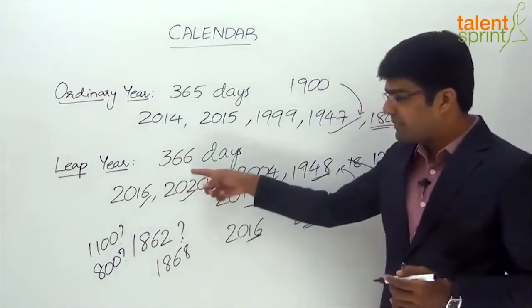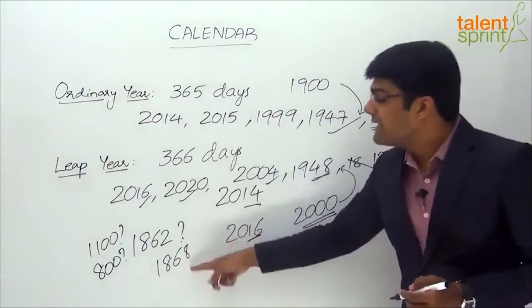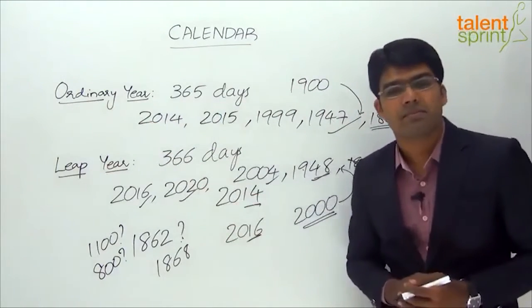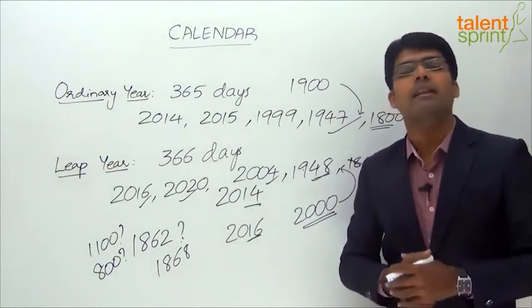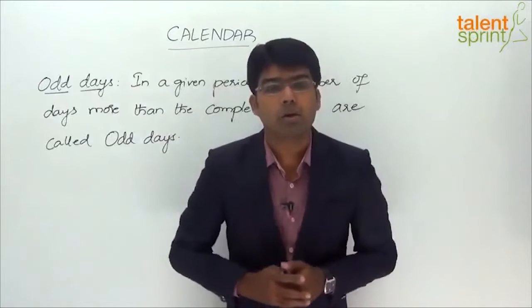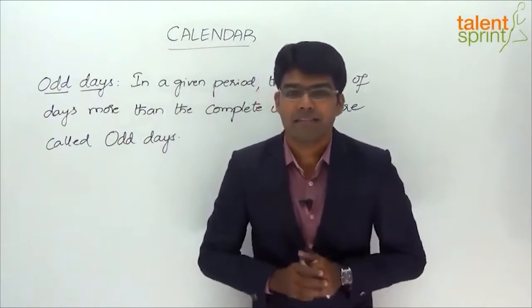So 800 is a leap year, 1100 is an ordinary year, 1862 is an ordinary year, and 1868 is a leap year. So that's the simple logic to check whether a given year is a leap year or an ordinary year. Let us now learn the concept of odd days, which is the most important part in answering questions from calendars.